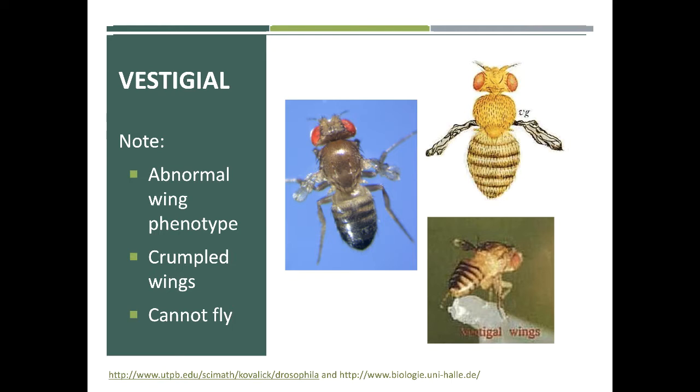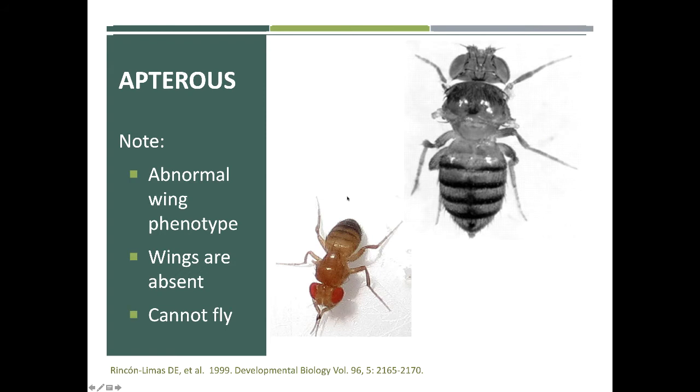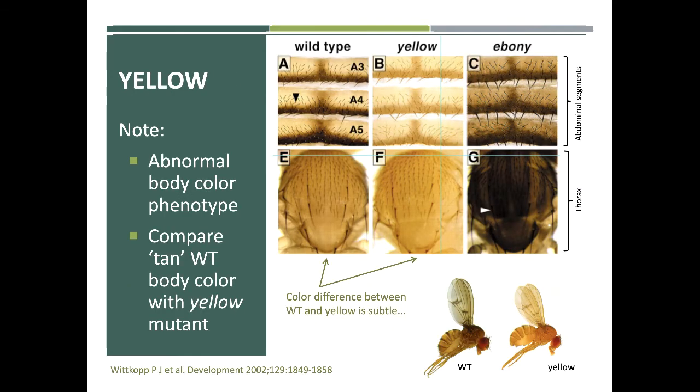And obviously, as you could probably guess, these flies do not fly. Apterous, its main identifying phenotype is that it lacks wings. And as I'm sure it will be no surprise to you, these flies do not fly either. Now the next 2 mutants we're going to look at are based on the color of the abdomen.